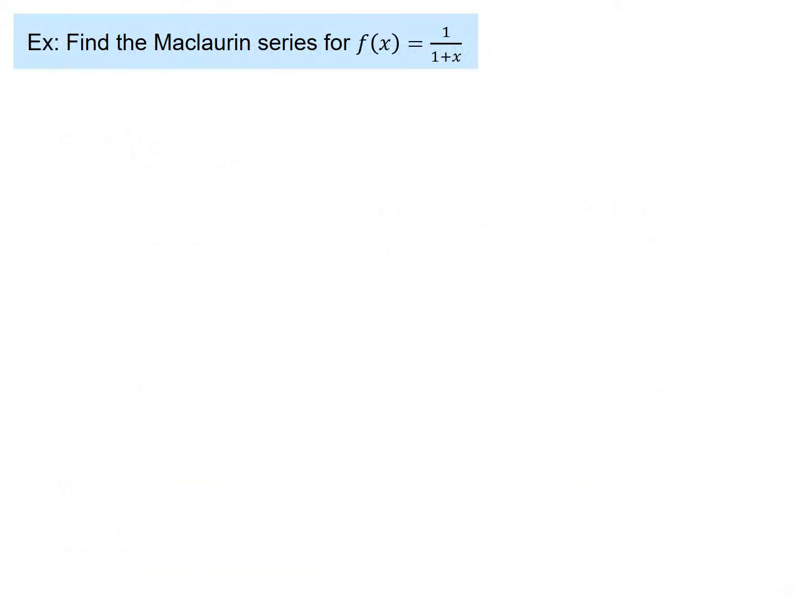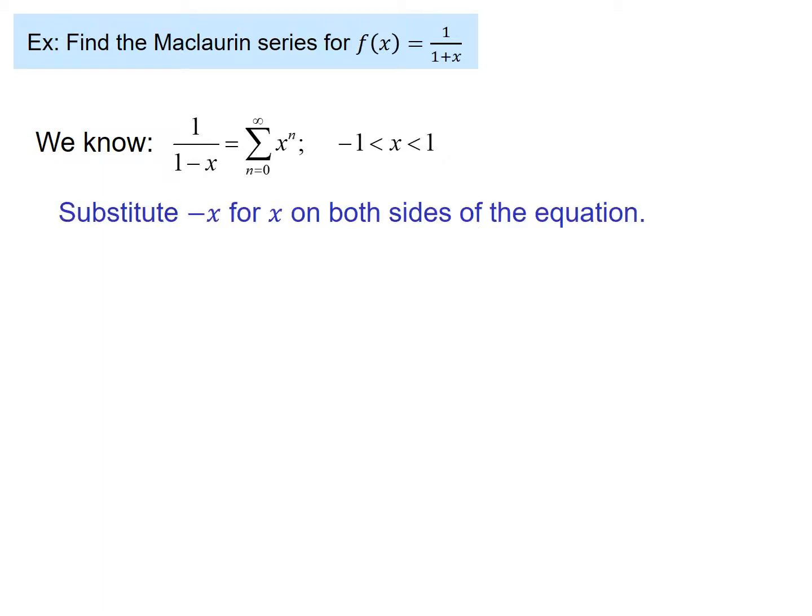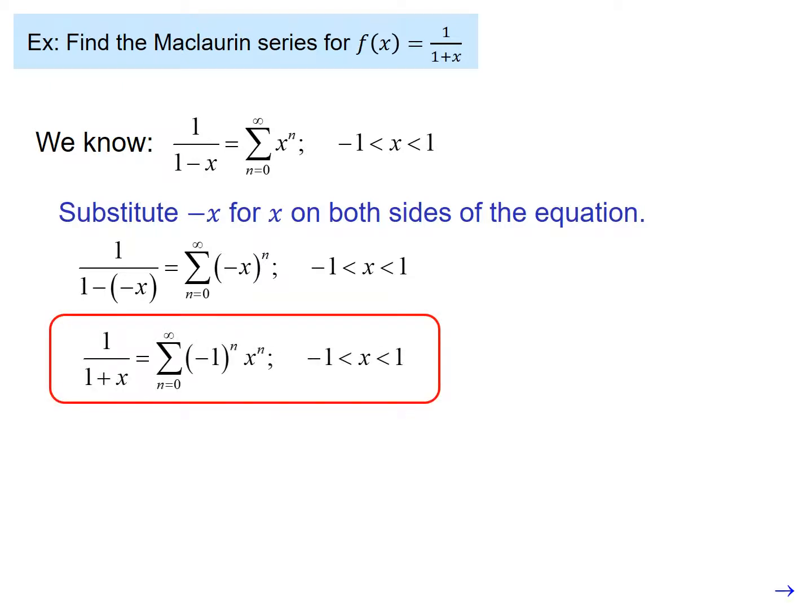So we're going to find the Maclaurin series for 1 over 1 plus x. Notice this looks a lot like one we already know, 1 over 1 minus x. Well, all we have to do is a substitution, replace x with negative x, which will give us 1 over 1 minus negative x, or 1 over 1 plus x. Replace x with negative x in the power series, and simplify that to be negative 1 to the n times x to the n. And just through that substitution, we now have a series that represents this new function, 1 over 1 plus x.